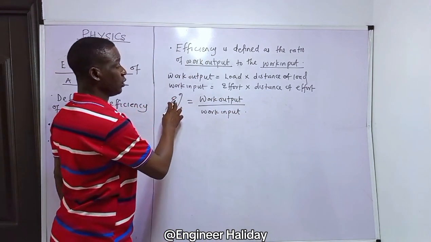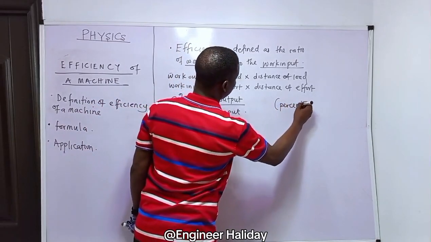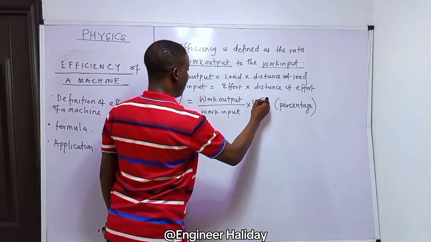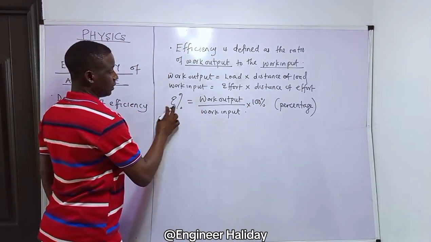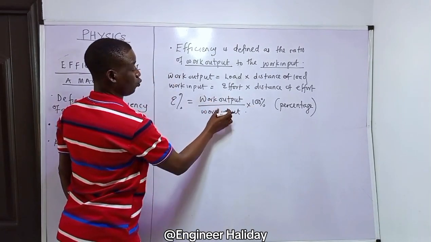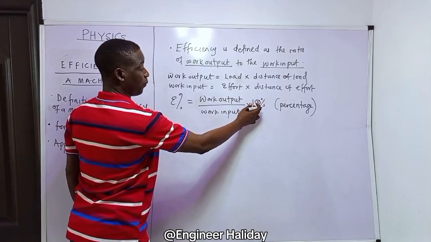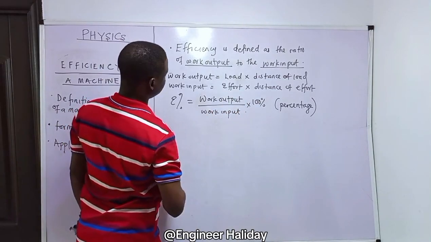Now, efficiency must be in percentage, so anytime we are working with it, we must ensure our answer is in percentage. So we multiply by 100%. But if you are given efficiency, there is no need to put 100% here again. Let's say we are given work output and work input, it will be in the form of a ratio. Then to convert it to percentage, in terms of decimal, you multiply by 100.